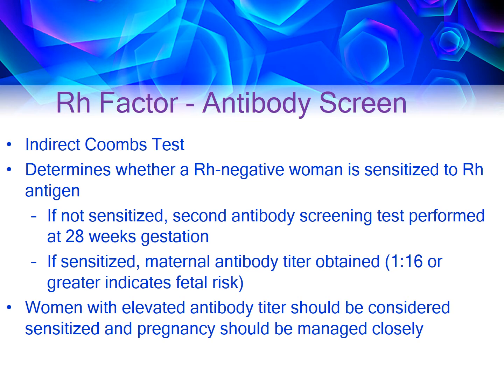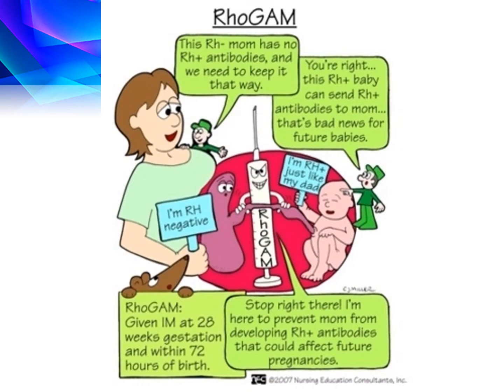So for your titer, 1 to 16 or greater is going to indicate the fetal risk. Any women with the elevated antibody titer should be considered sensitized, and we're going to closely manage their pregnancy. All right, here's your RhoGAM once again. Remember, it's given to Rh negative mom.